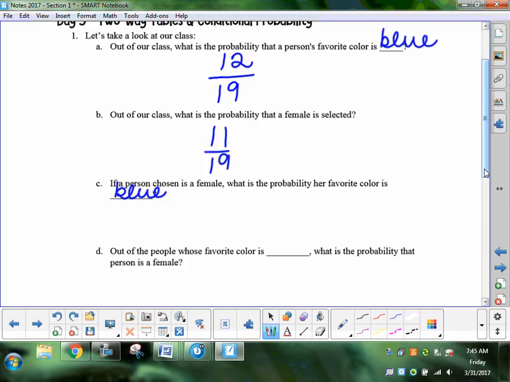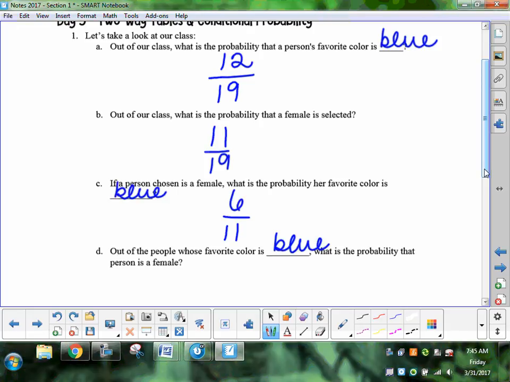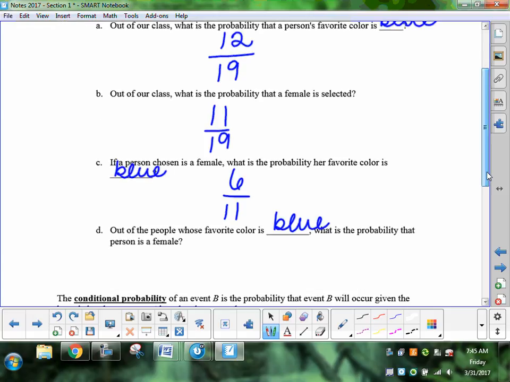Who can tell me the answer to our C question, which was, if a person is female, what's the probability that her favorite color is going to be blue? We got an answer for that. Go ahead. 6 out of 11. Out of the people whose favorite color is blue, what's the probability that the person is going to be female? We got 3. 1/2. Why do you say that?